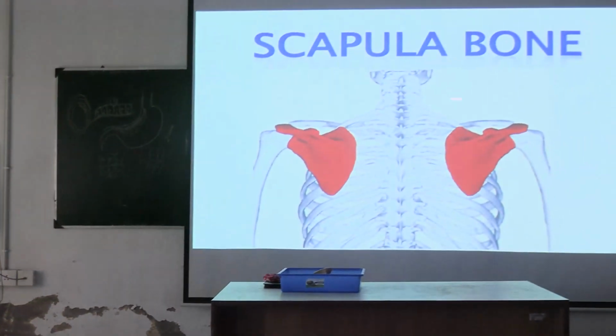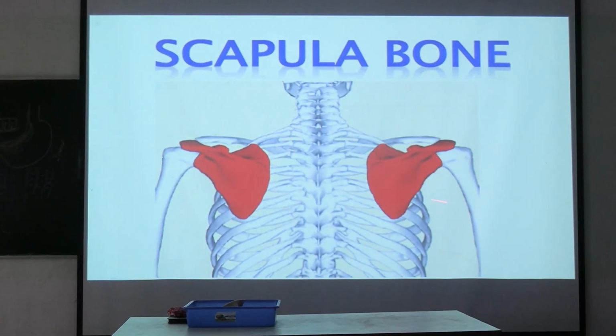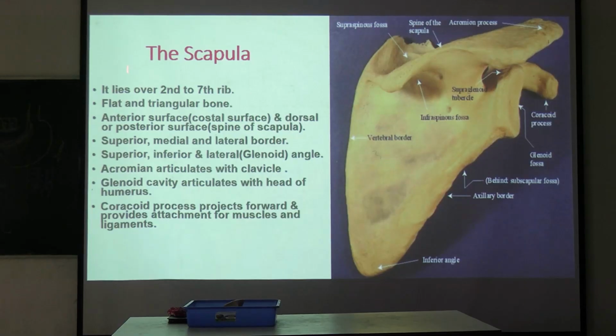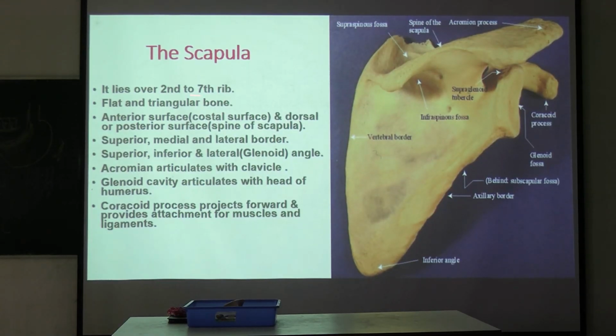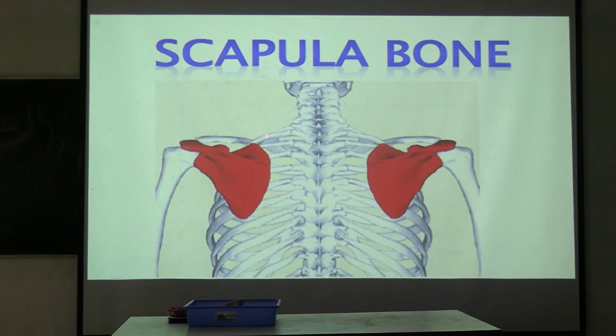So this is the location of the scapula, on the upper part of the back of the chest, and it articulates with the acromial end of the clavicle and the head of the humerus. The scapula lies over the second to seventh ribs. See here: first, second, then third, fourth, fifth, sixth, seventh. It lies against the second to seventh ribs.